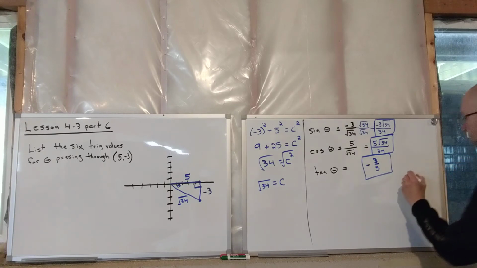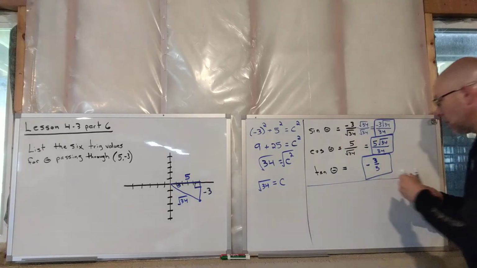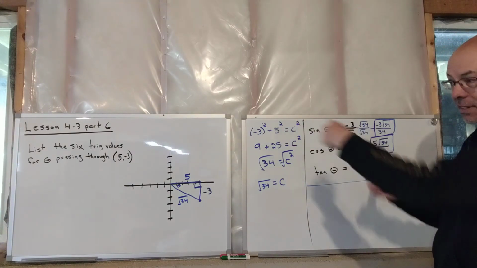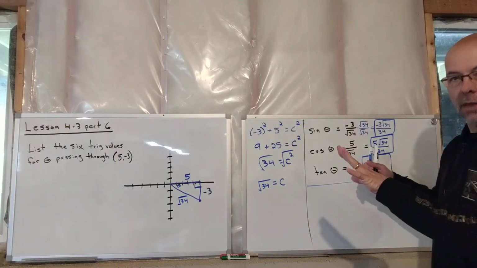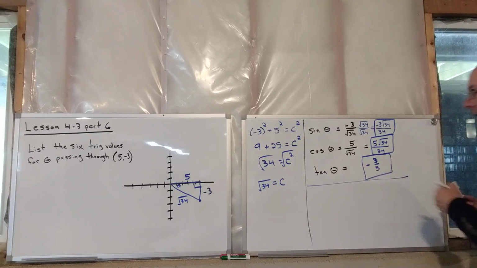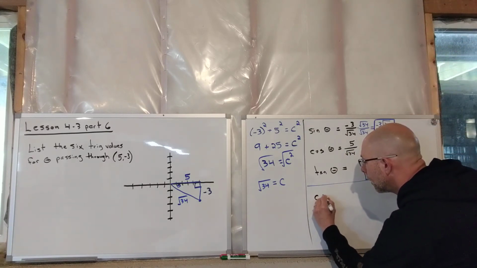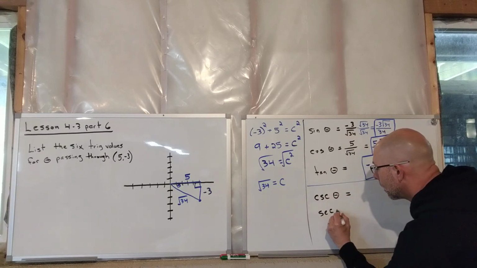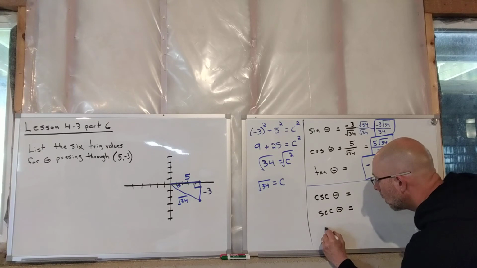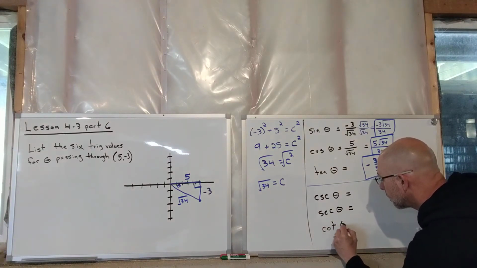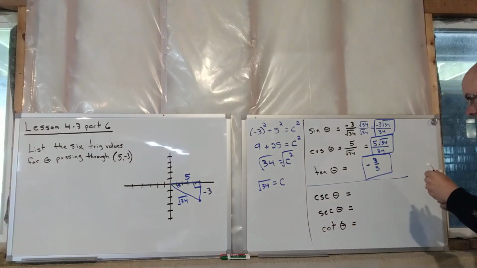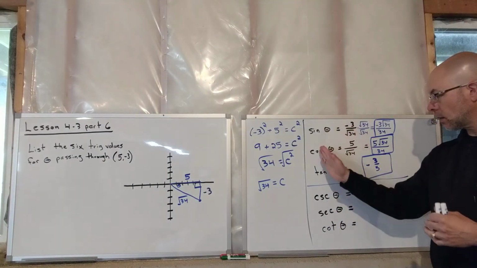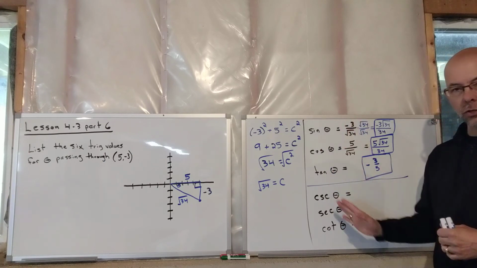Now, I would normally go sideways here, but I just don't have a lot of room with these little boards. So down here, because it says list the 6, which means I need the other 3, I need cosecant, secant, and cotangent. They are the reciprocals to the ones above, and they're in the same order. Sine, cosine, tangent, cosecant, secant, cotangent, they're in order.